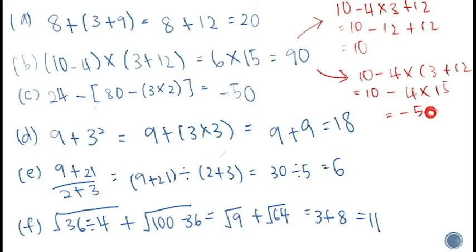Some examples here. Remember the 3-step rule: solve the bracket, multiplication or division left to right, addition, subtraction left to right. Even in a bracket, you follow the second and third step in order as well. Multiplication, division first, addition, subtraction.